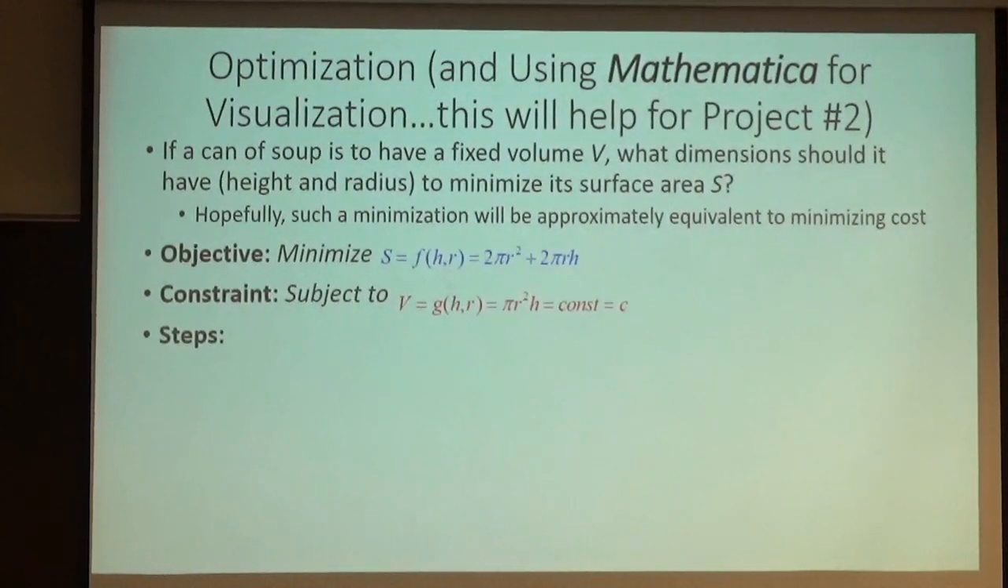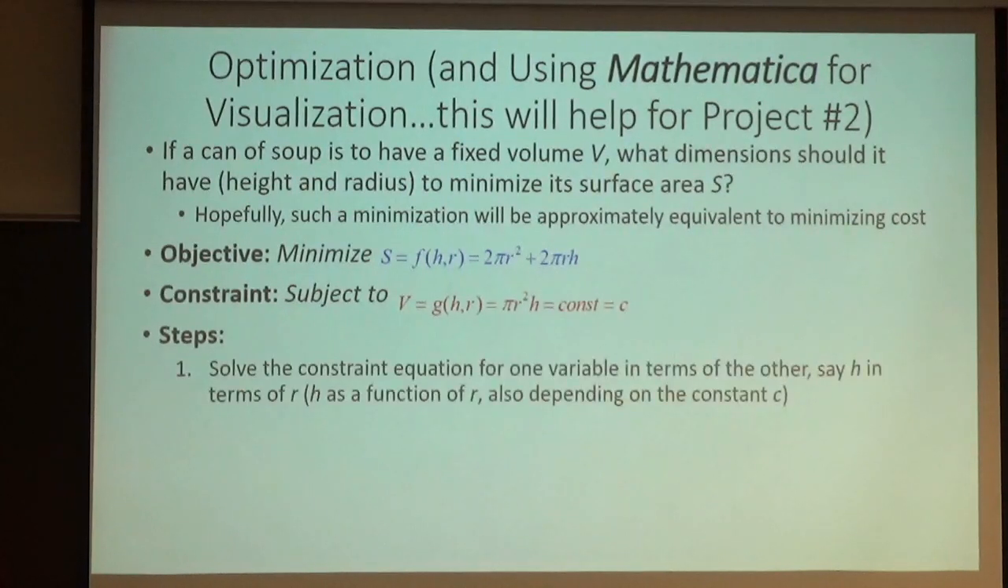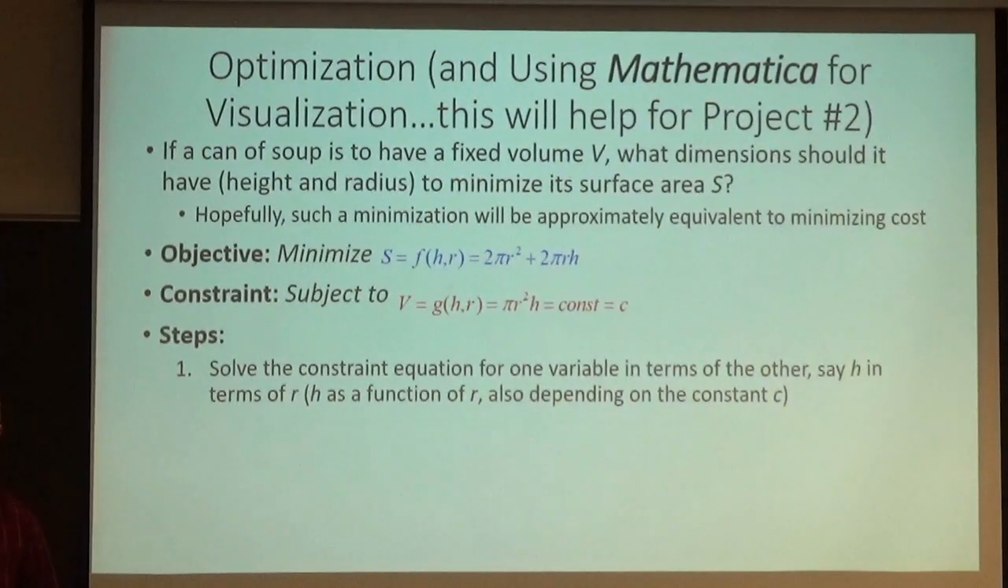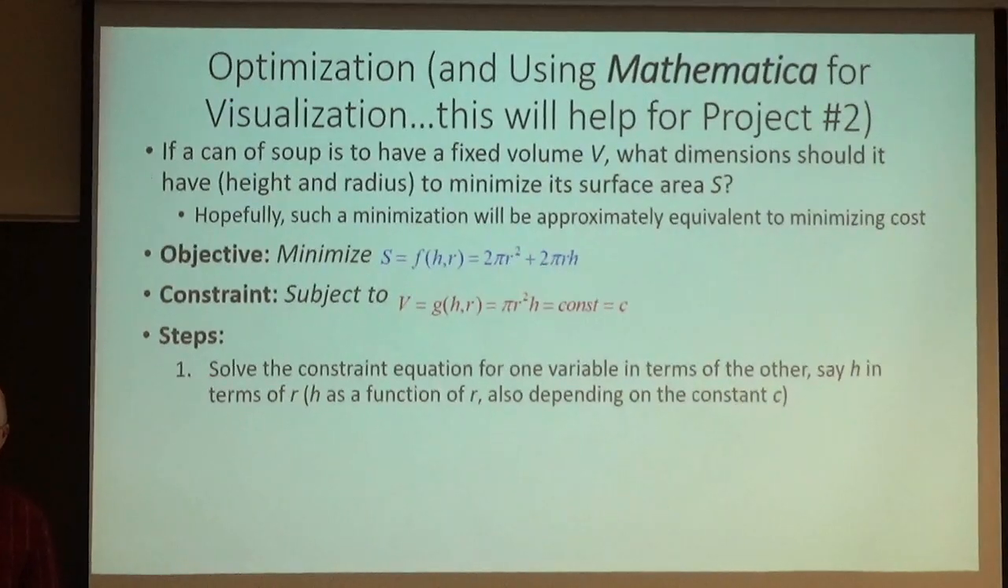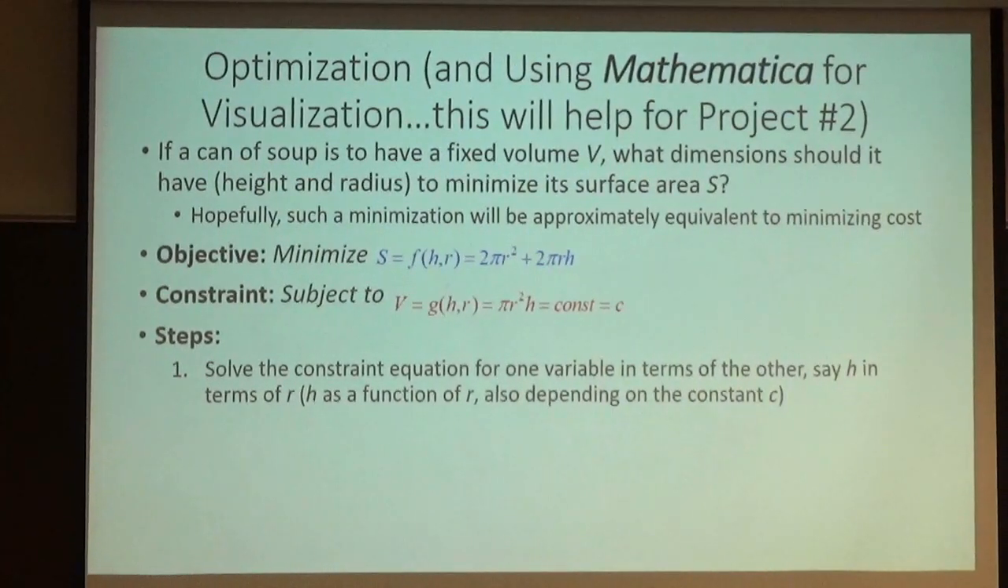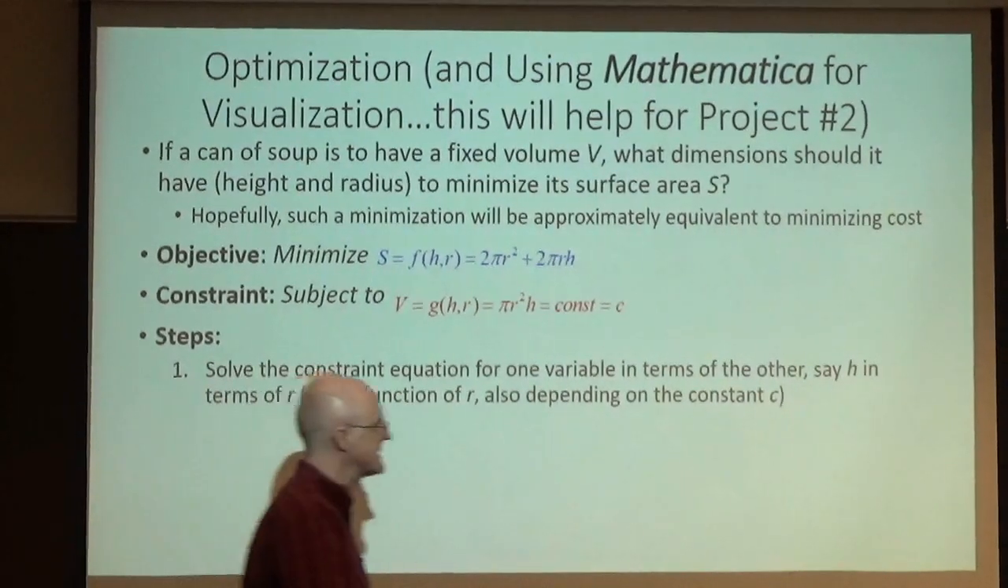How do you do this? What are the steps? I've got a step-by-step process here for this kind of problem. The first step is to solve the constraint equation for one variable in terms of the other. The volume is the constraint equation you've read there. Say h in terms of r. That might be nicer, because if I tried to solve for r in terms of h, then square roots would become involved, and I'd like to avoid square roots if possible. So let's do this first step on the board over here.